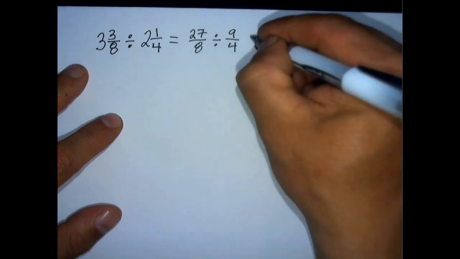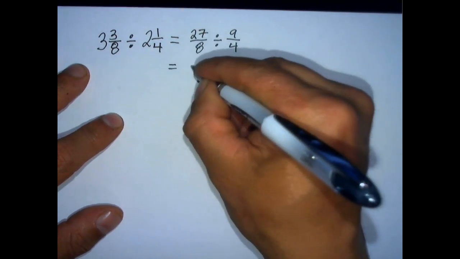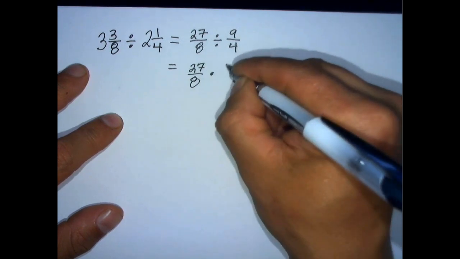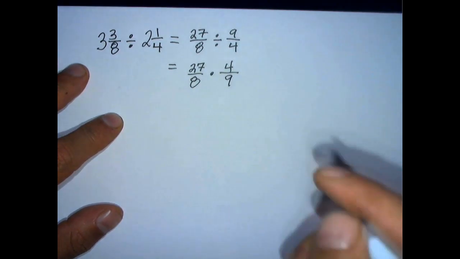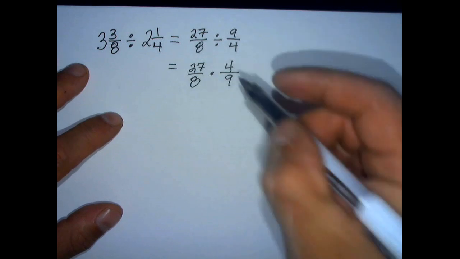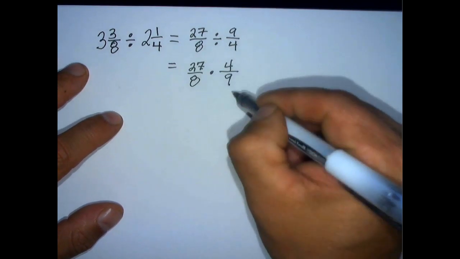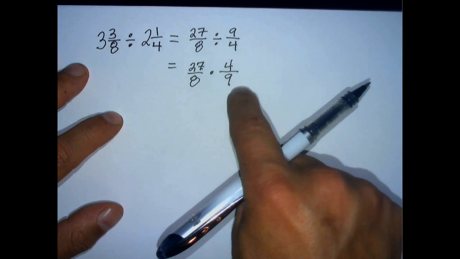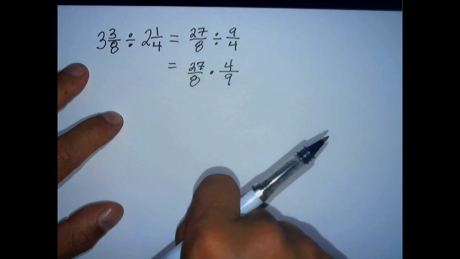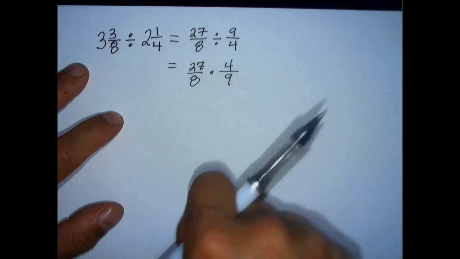Now I'll flip it. So the first fraction stays the same. 4 over 9. Oh, we got all kinds of beautiful reductions here. Don't you see them? And the reason why you can do this diagonally is because 8 times 9 is the same as 9 times 8. Commutative. It's amazing how math works, huh?